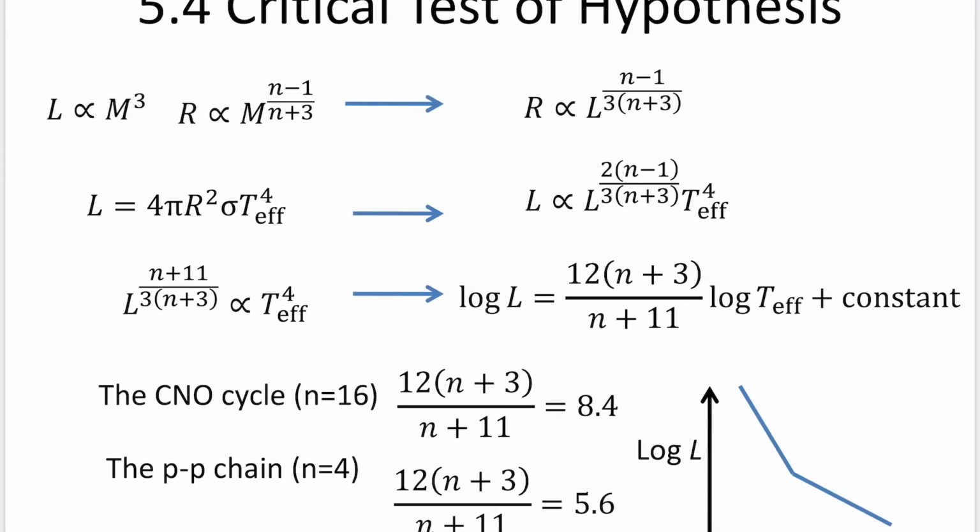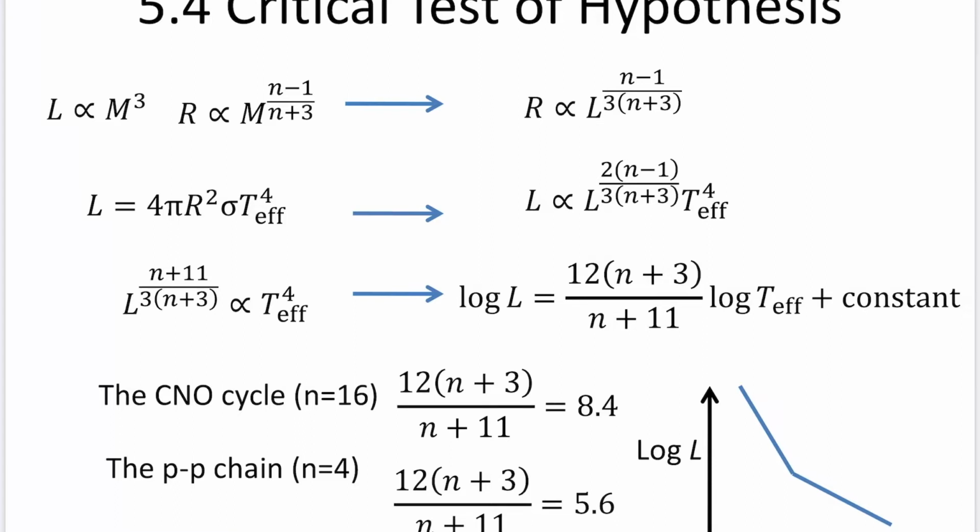In this session, we study the main sequence stars. We make a hypothesis: the main sequence stars burn hydrogen at the centers. We start with the stellar equations using dimensional analysis and discover the luminosity is proportional to M cubed, and the radius is proportional to M to the power (n minus 1) over (n plus 3).